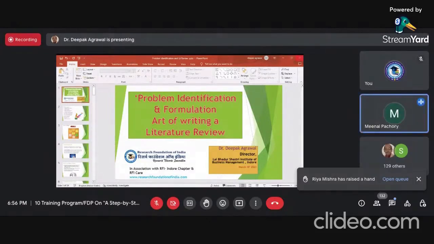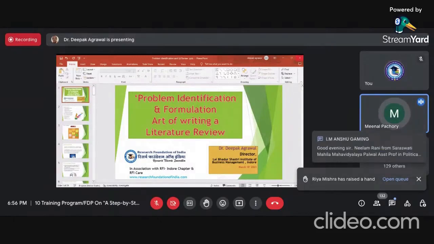Sir, this is Dr. Meenal from Greater Noida. I wish to know whether there is a scope for secondary data papers in Scopus or not. And if it is yes, then how much, and what things should we consider for a secondary data paper?